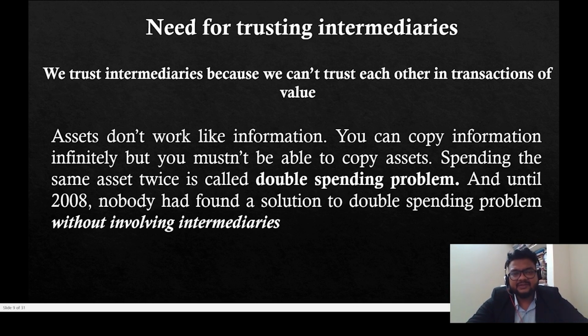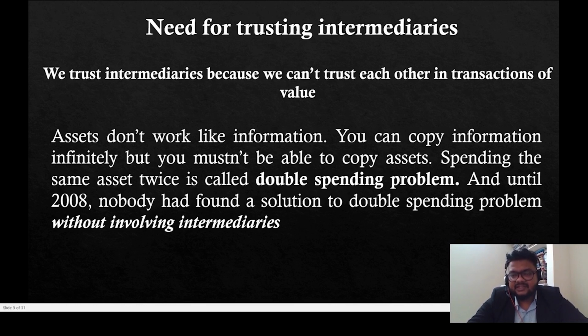So what is the need for trusting these intermediaries? Because there are many costs that are involved. So this begs a question that why do we trust these intermediaries? We trust these intermediaries because we can't trust each other. Yes, we can't trust each other in transactions of value because assets, they don't work like information. For example, after this internet revolution, it is very easy for us to send information across the globe. Like by one click, we can send documents, mails, videos, photos, everything.